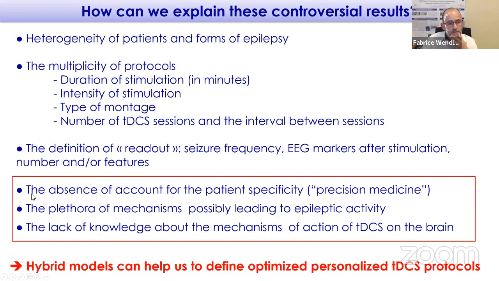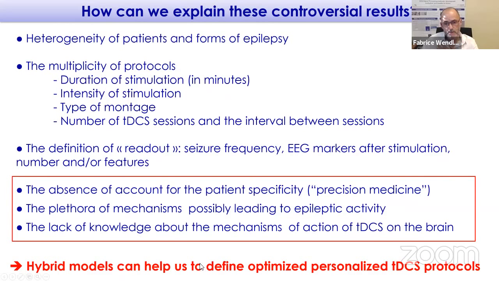What is important to me is probably also the absence of account for the patient specificity. And this deals with precision medicine. Probably if we want to make more progress on the use of tDCS in the field of epilepsy, we must account for the specificity of each patient, because epilepsy is a neurological disorder which is relatively specific to the patient and which strongly differs from one patient to another one.